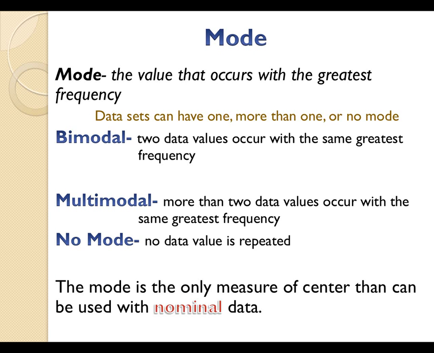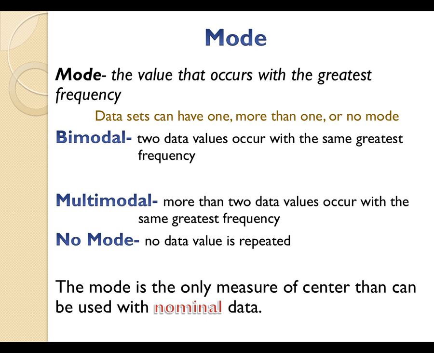The mode is the value that occurs with the greatest frequency. It's the one that has the highest count. Data sets can have one, they can have more than one, or they can have no mode at all. All of them can be different. Bimodal is the only one we talk about when the data set has more than one mode. We will say that a data set is bimodal if it has two numbers that show up in equal frequency of times, and both of them are the highest.